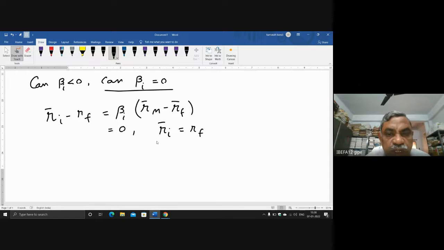Okay. So what does this mean? This means your expected return is the same as your risk-free return. Risk-free return, even if your sigma is large. What is sigma? Sigma is the risk actually. It represents the risk of the asset. Okay.